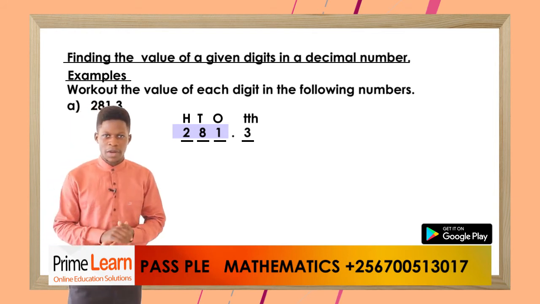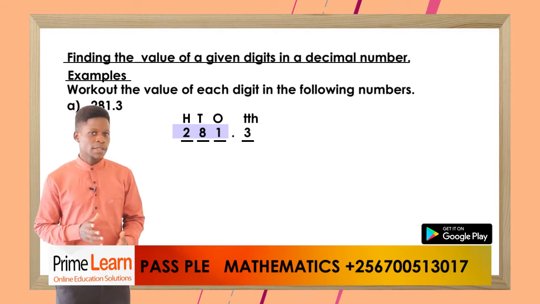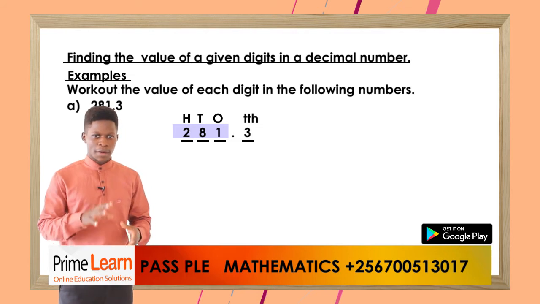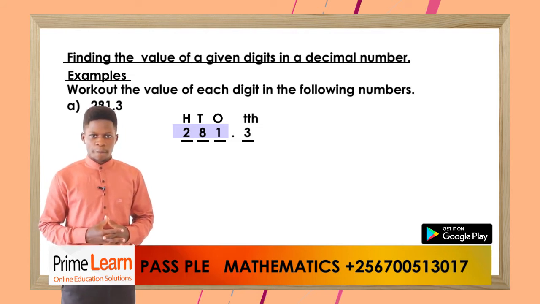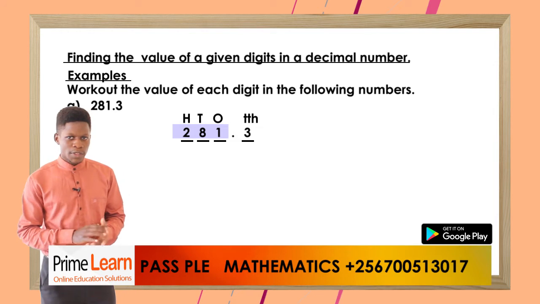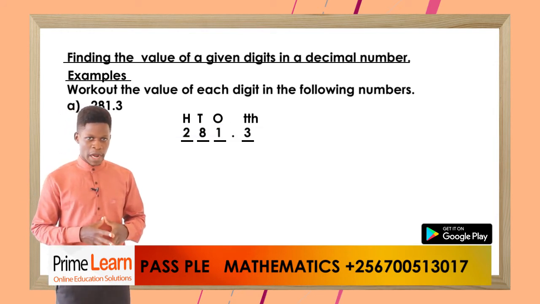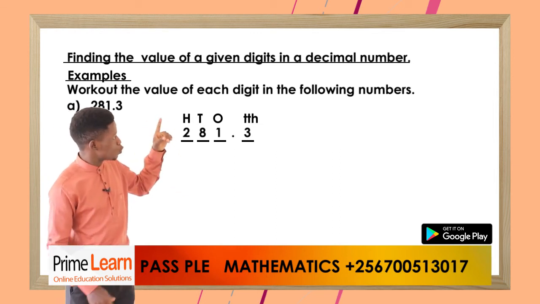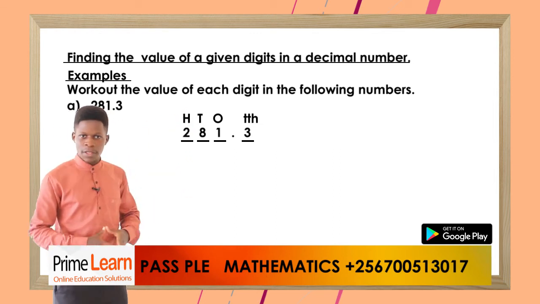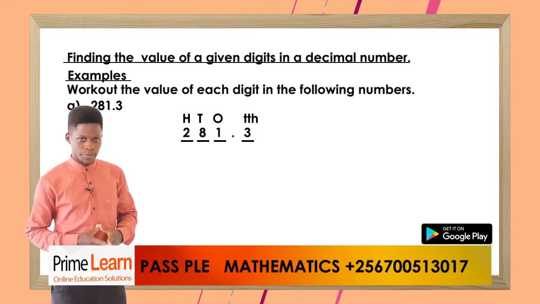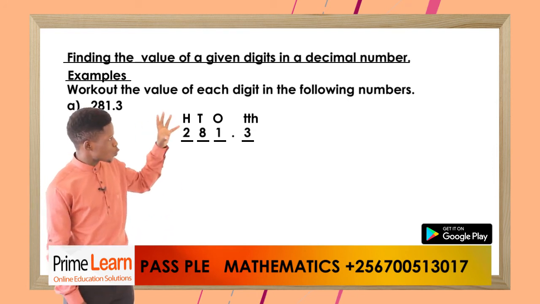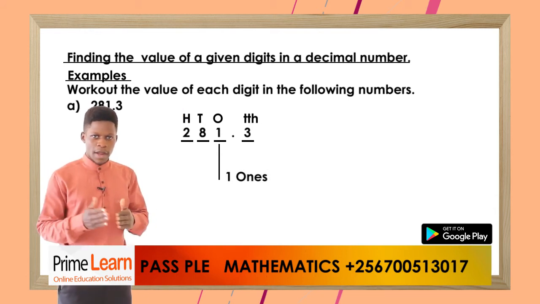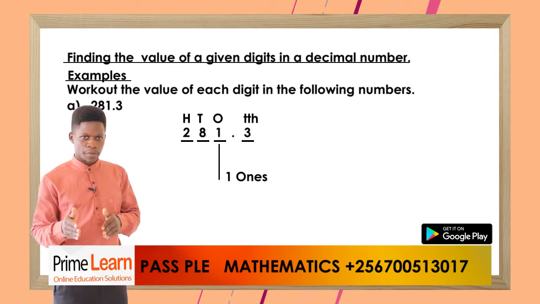Now what is going to come next? Remember, they want us to find the quantity or how much each digit holds in this number, which means we are going to start again from the whole number part. We can see that there is 1 ones in this whole number part. Now, if there is only 1 ones, it means we shall multiply 1 times 1.